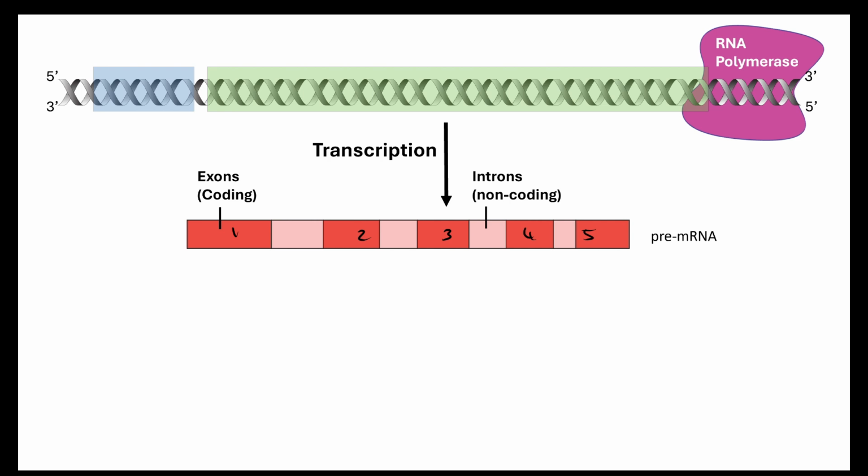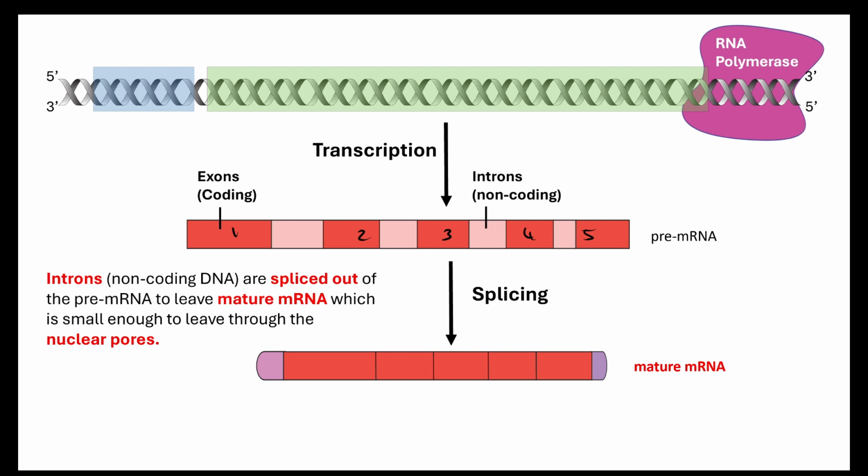So this is what's known as pre-mRNA, and you can see here that I have got 5 exons. What we would then have happen inside the nucleus, we're still inside the nucleus, we haven't left yet. Inside the nucleus, the introns, these non-coding sections, are going to be spliced out of the pre-mRNA to leave what's known as mature mRNA. That mature mRNA is small enough now to leave through the nuclear pores.